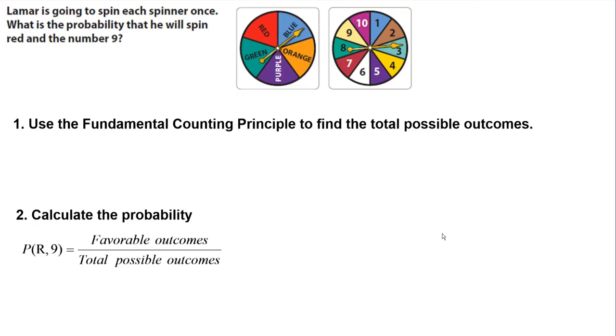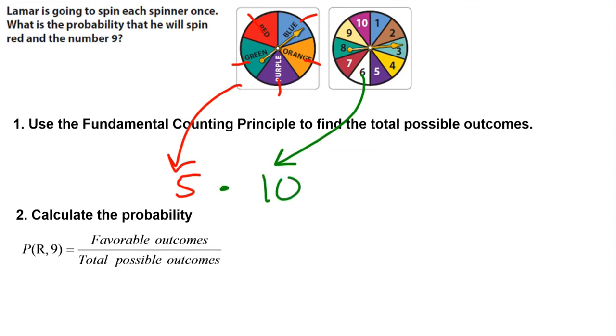Lamar is going to spin each spinner once. What is the probability that he will spin red and the number 9? Well, we need to know how many possible outcomes there are in this event. So for the spinner, there are 1, 2, 3, 4, 5 possible outcomes. And for the other spinner, there are 10 possible outcomes. So the fundamental counting principle tells me there are 50 possible outcomes to this compound event.